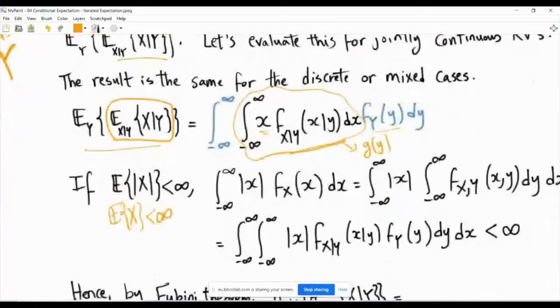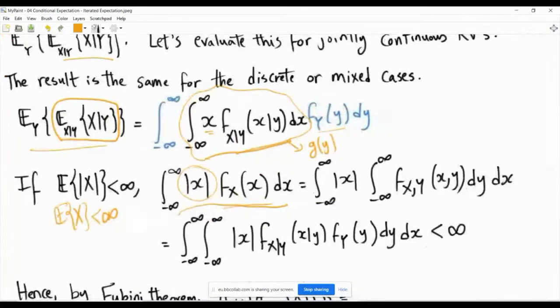Let's see why. So what is the expectation of the absolute value of x? Well, it is as usual. There is no conditioning here or anything. You take the absolute value of x, multiply by the PDF of x, integrate with respect to x, right? But what is the PDF of x?